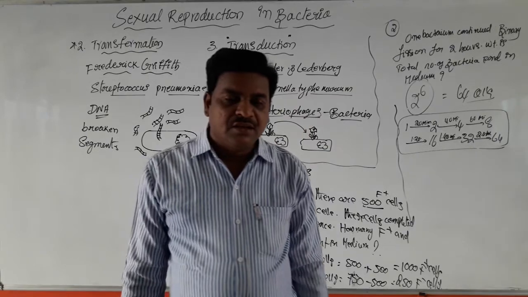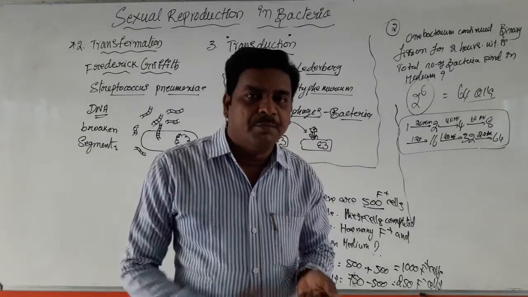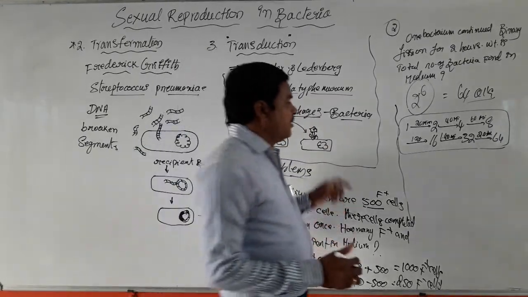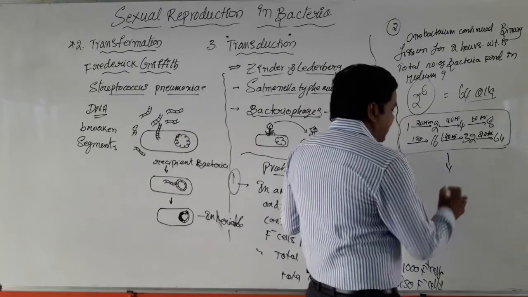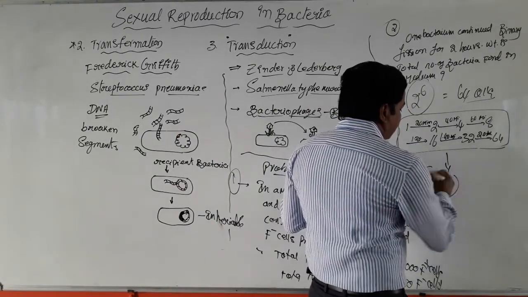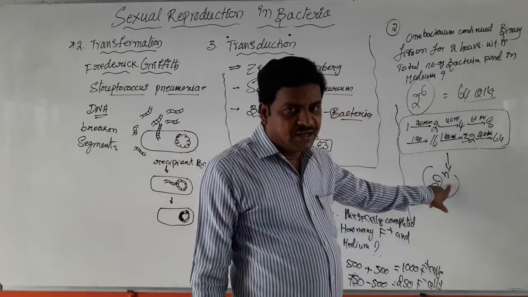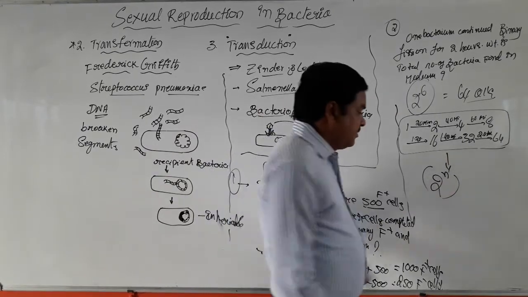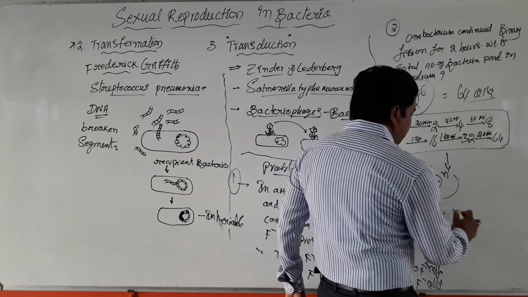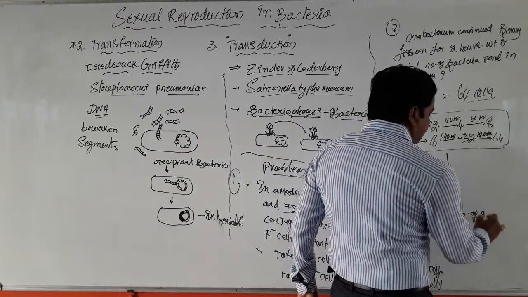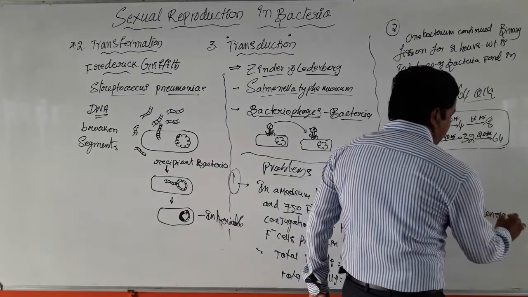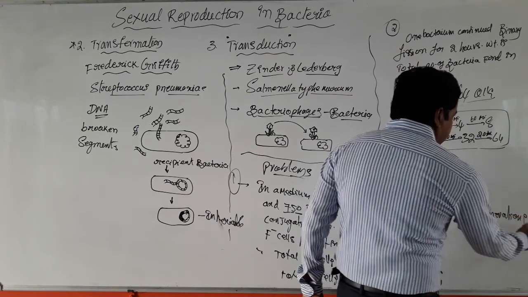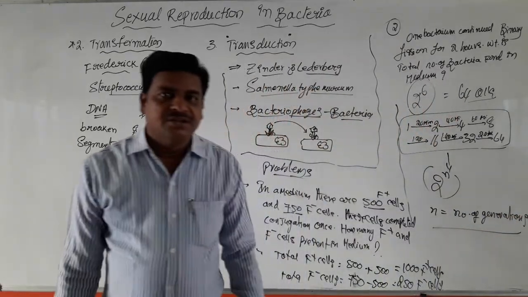That is a simple problem on binary fission. So this can be expressed as 2 power n. What is the meaning of n? n is equal to the number of generations.